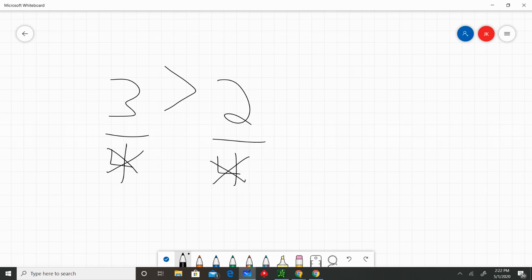Now you can only do that when they're the same. If I had two different denominators, like a 2 and a 4 there, this would not apply. That's a different strategy. So that's one thing we can do.